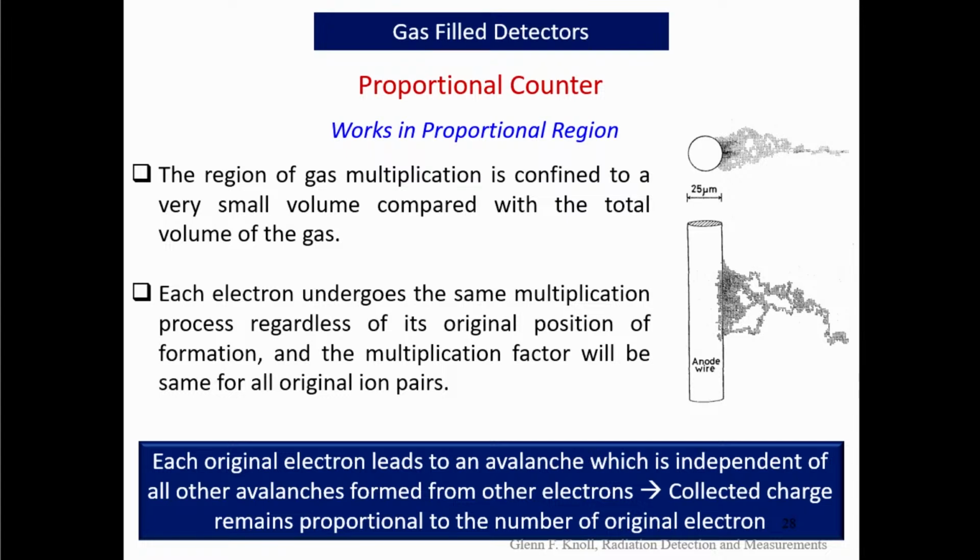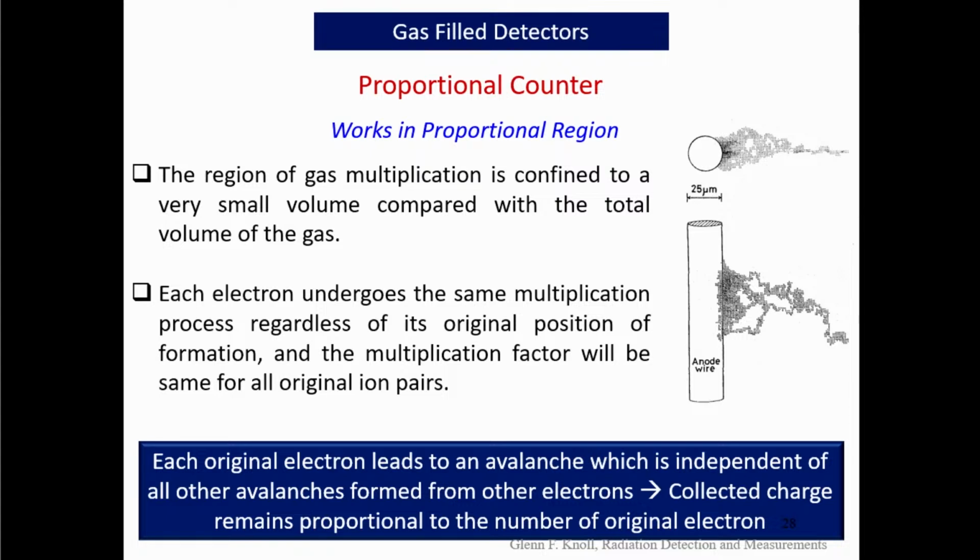These are Monte Carlo simulated data where you see the ionization start here, and one electron makes 2, 2 makes 4, 4 makes 8, and so on. So what you finally detect at the anode wire is a lot of electrons. As I said, the multiplication factor is around 10 to the power 4 to 10 to the power 6 electrons detected for one ionization. That much multiplication is possible in the proportional region. Each electron undergoes the same multiplication process regardless of its original position or formation, and the multiplication factor is the same for all the original ion pairs. That is why it is called the proportional region.